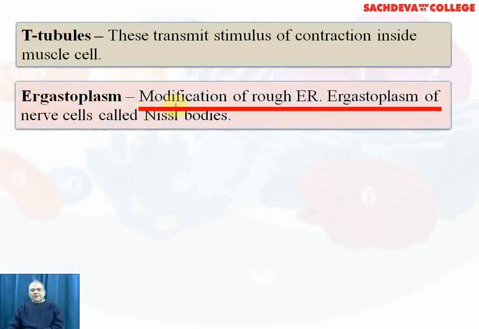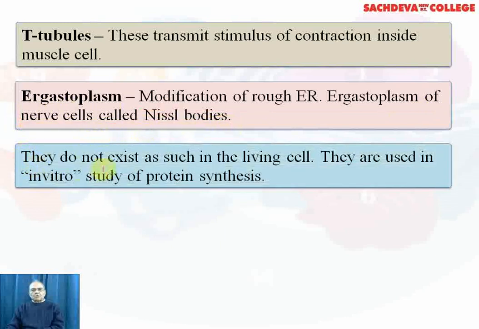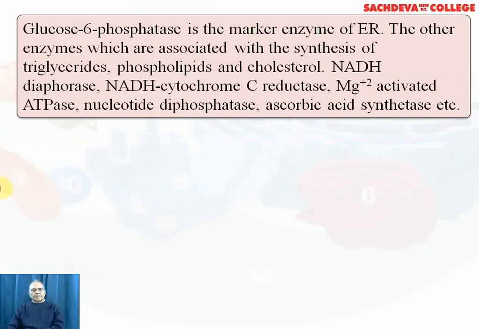Ergastoplasm, a modification of rough endoplasmic reticulum. Ergastoplasm of nerve cells is called Nissl bodies. They do not exist as such in living cells. They are used in in vitro study of protein synthesis.